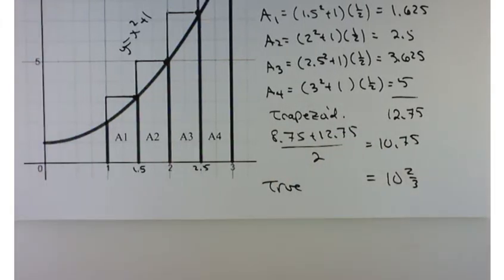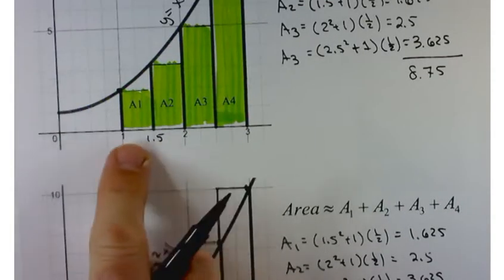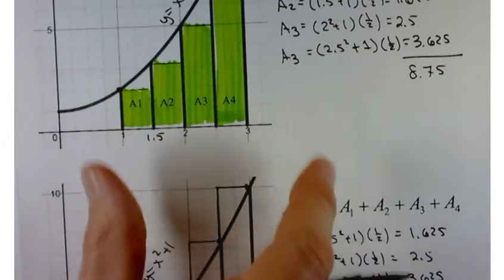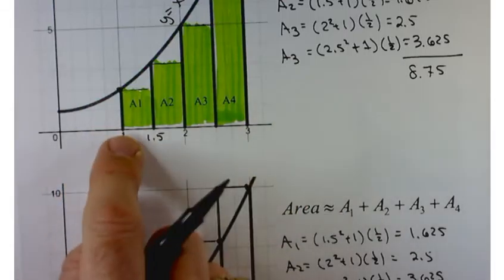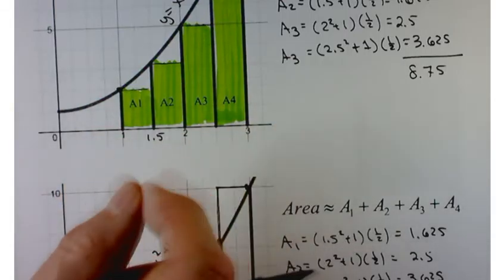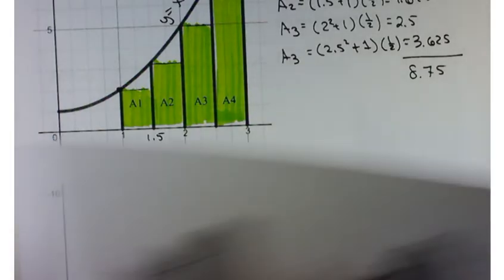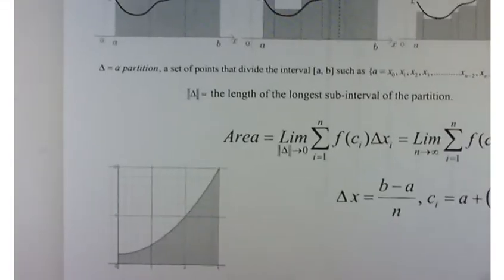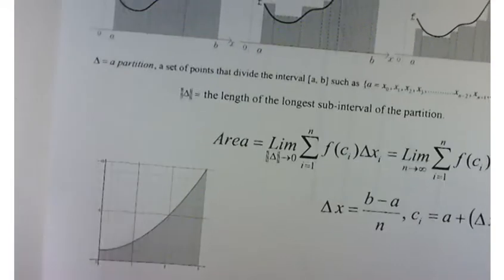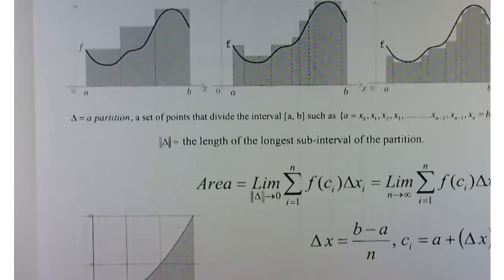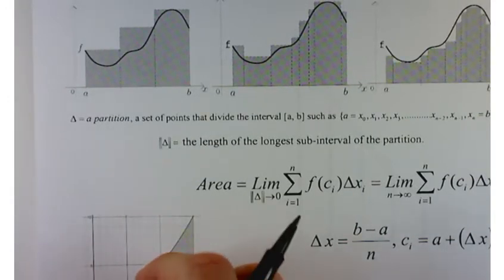Now, in and of themselves, neither one of these is really a good method, at least when you have this course of what's called a partition. Your partition is the set of points that you use to break up the space from 1 to 3 into subintervals. So let's improve on that. And the way we're going to improve on that is we're going to increase the number of intervals.